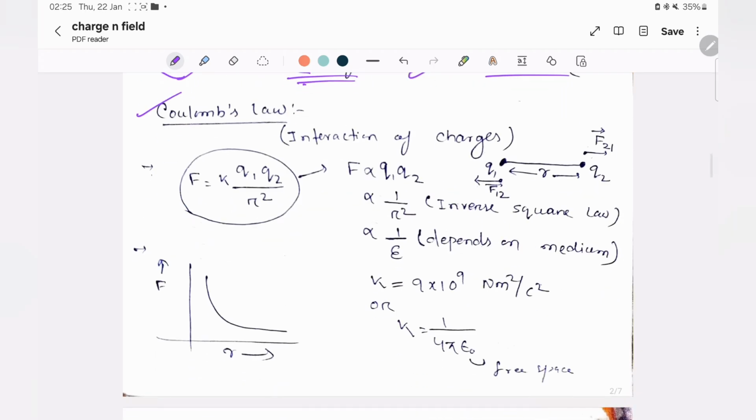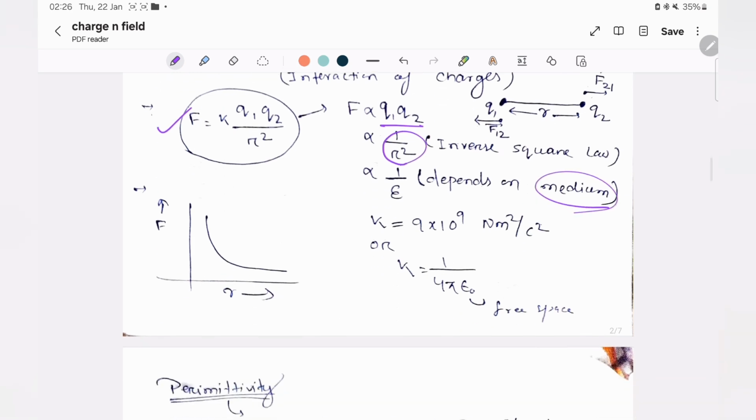So what is Coulomb's law? We already explained that when two charges come together in a system, they experience some force. That force is known as the Coulombic force. They will feel a force of attraction or repulsion. This Coulombic force is directly proportional to the product of the two charges, inversely proportional to the square of the distance between them, and it also depends on the medium. The final formula is F = K Q1 Q2 / R^2.